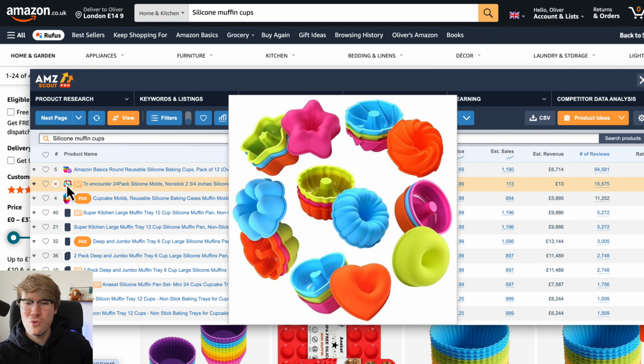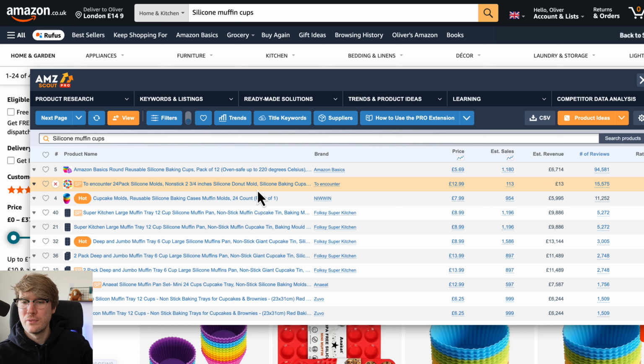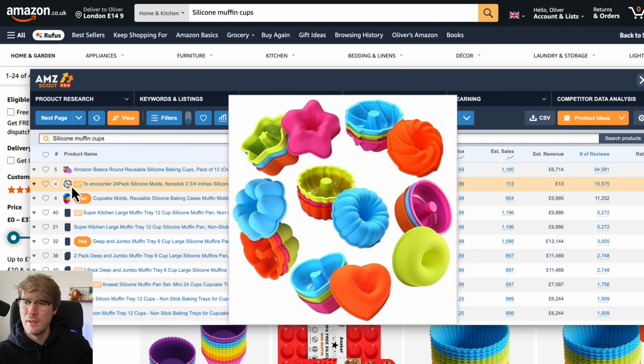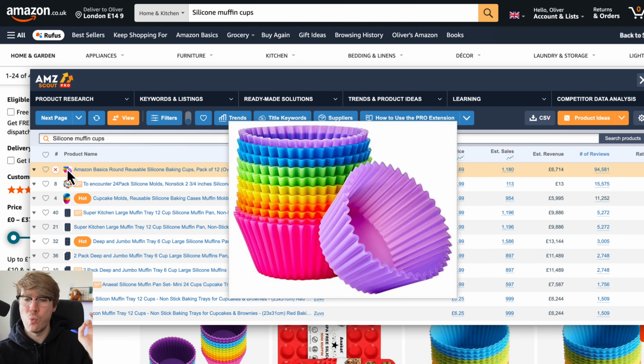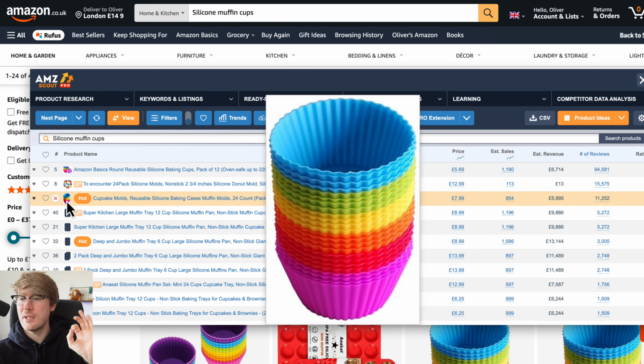I don't really know if that actually is muffin cups though. They're molds. I think they're for donuts and other types of baking. Maybe we should ignore this one. Again, possibly a 50-50, but I think if someone wants to make muffins, these designs probably won't help them. So I wouldn't say this is a direct competitor. Okay, so ignore them. So we've got 1 established seller, 2 established sellers.